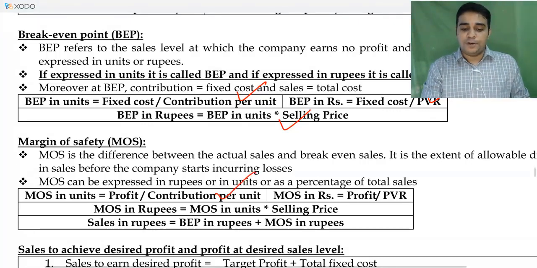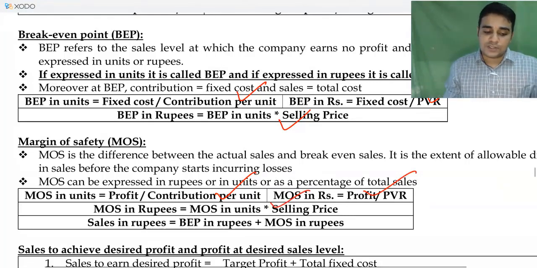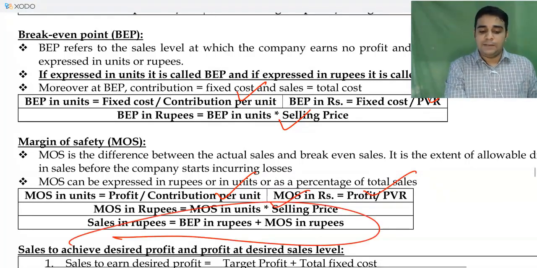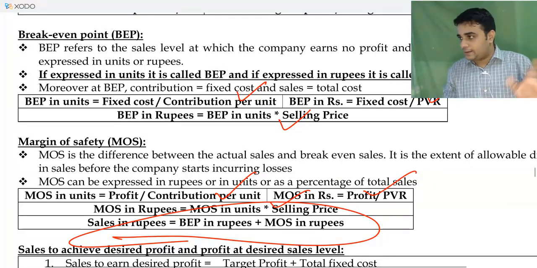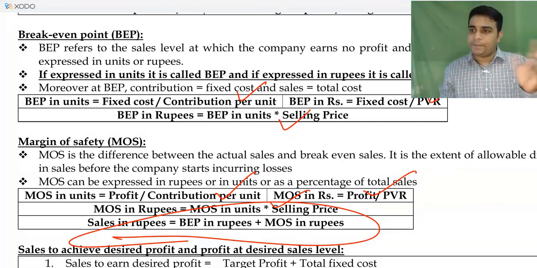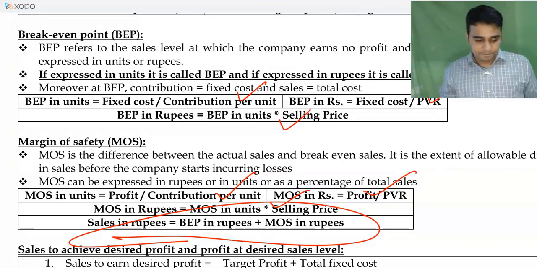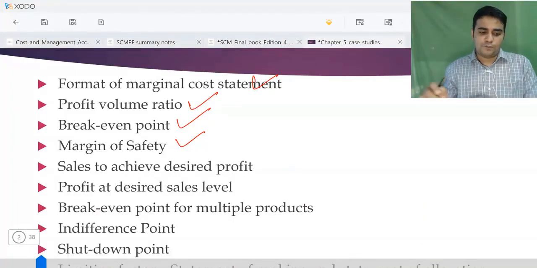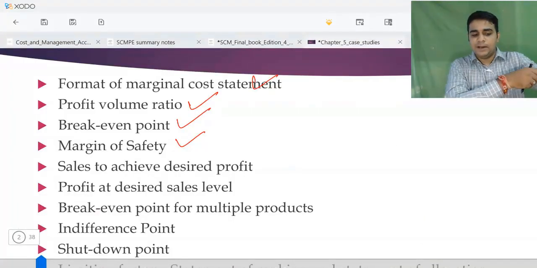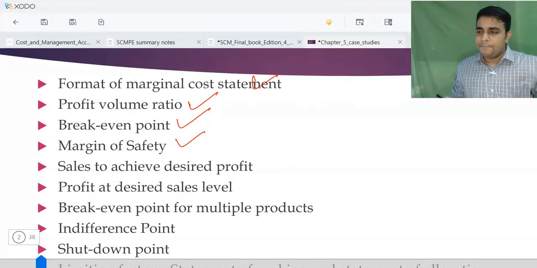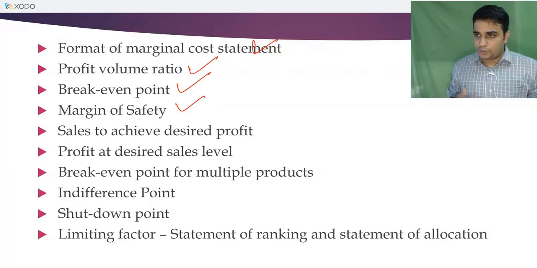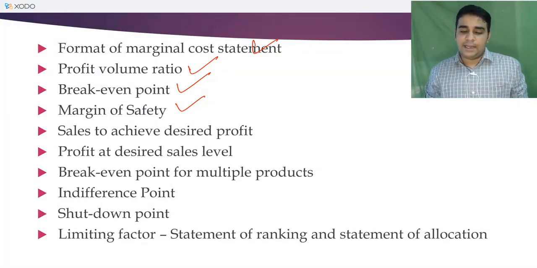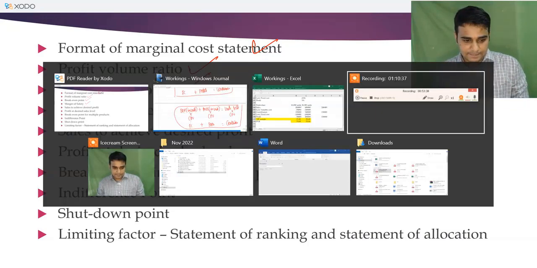Profit by contribution per unit, profit by PVR, units into selling price. Sales in rupees is BEP in rupees plus MOS in rupees. You add them, so you can subtract and get the other part. I'll discuss two more formulae: sales to achieve desired profit and profit at desired sales level. The balance things, we'll see in a problem. When we do a question, you will understand it. Items like break even point for multiple products, indifference point, shutdown point, limiting factor, all this we'll discuss later.